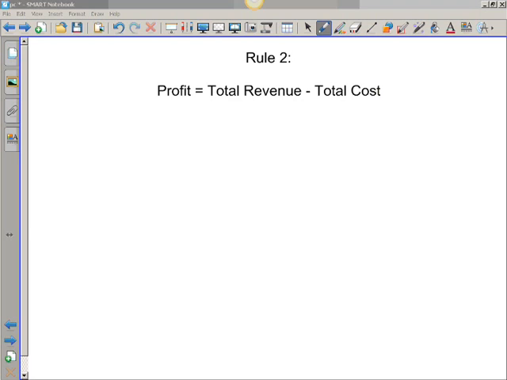So we need to do a little algebra here to convert this into a format that we can work with when we use our graphs. So let's just take a look at how this equation that we're looking at here breaks down. As you know from class, total revenue is equal to price times quantity. And total cost is equal to average total cost times the quantity.